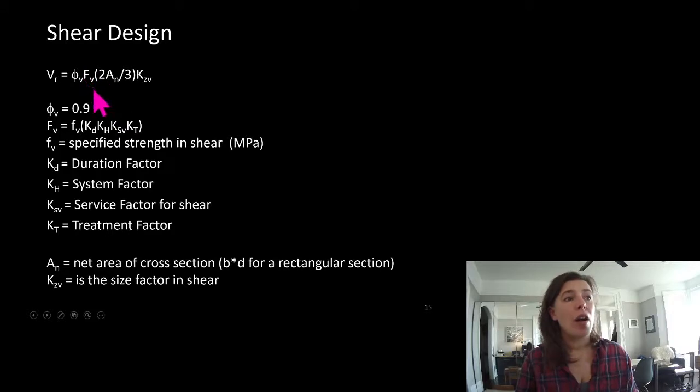We have our maximum stress that we can let our object see, which is the stress for the grade and species multiplied by all the factors. Here are the factors. And then we have a net area, which is just B and D for a rectangular section. So we still have reduction factor, stress, times a shape property, which in our case is area. And then because it's stress, we have some factors in there for the fact that it's wood, and two-thirds of the average stress.